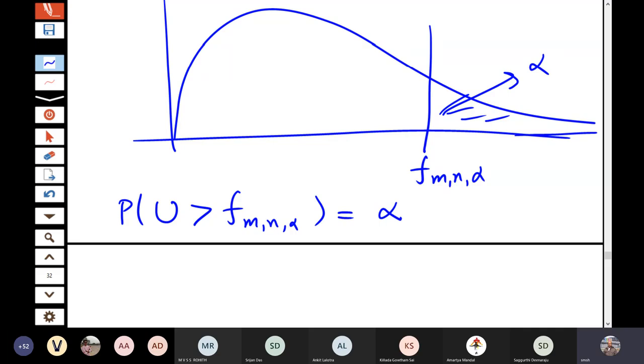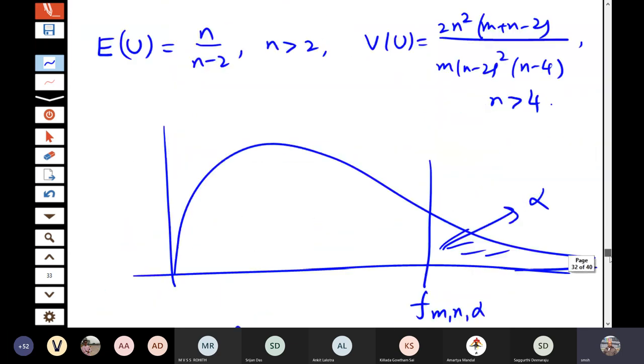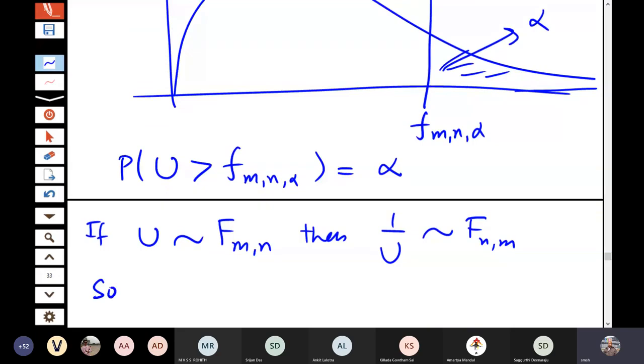Something simple you can observe is that if u follows f distribution on m, n degrees of freedom, then 1 by u will follow f on n, m degrees of freedom. So if we utilize this property, we will get f of 1 minus alpha, n m is equal to 1 by f alpha, m n.